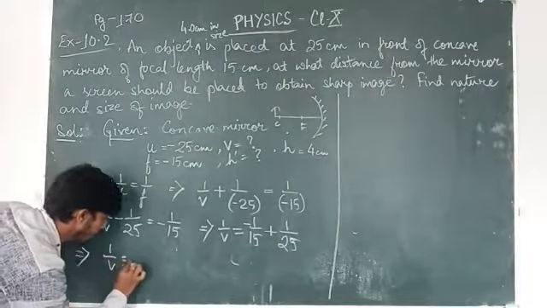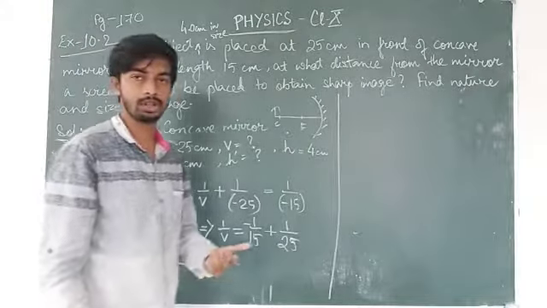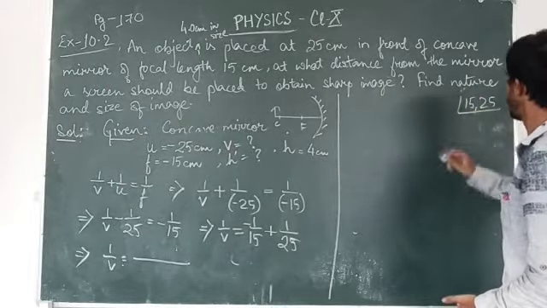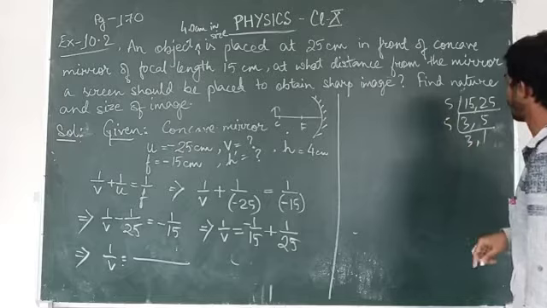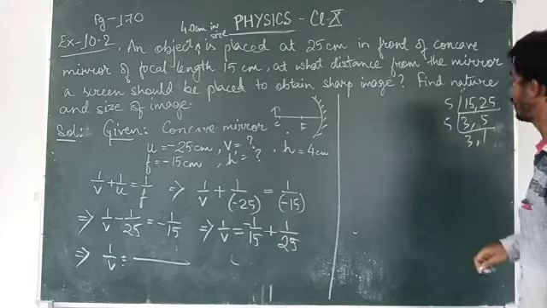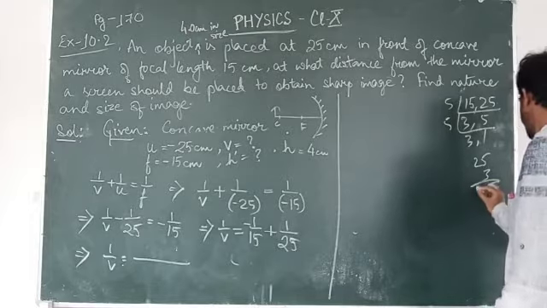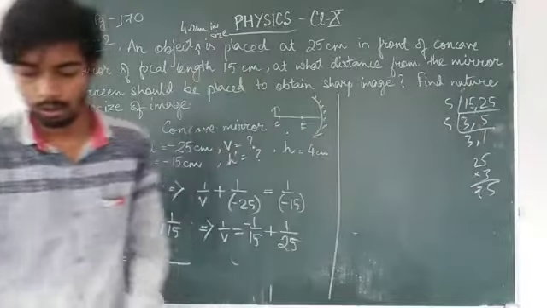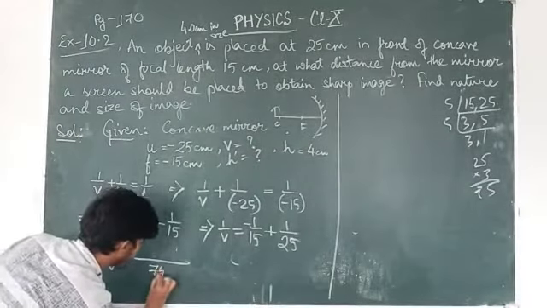So 1 by v equal to the LCM of 15 and 25. If you cannot find it directly, you can solve it likewise. So 15, 25, we solve it. 5 3s are 15, 5 5s are 25, 5 3 1. So 5 5s are 25 and 25 3s are 25 into 3, which will be 75. So the LCM of this term will be 75. So I'm writing it here, 75.